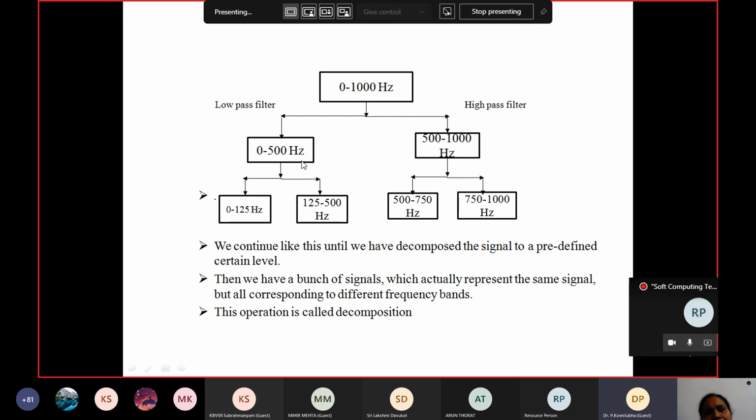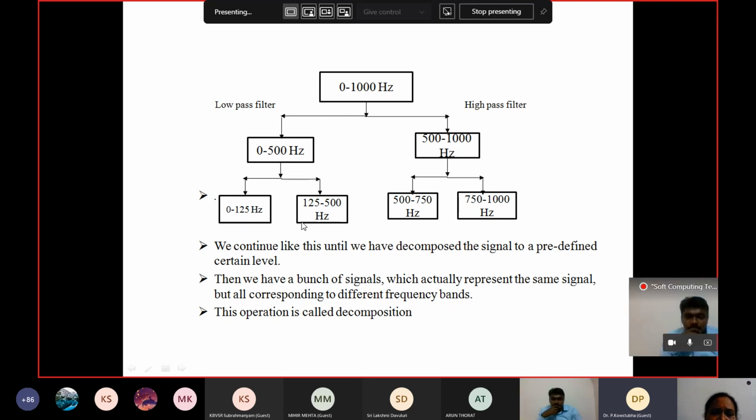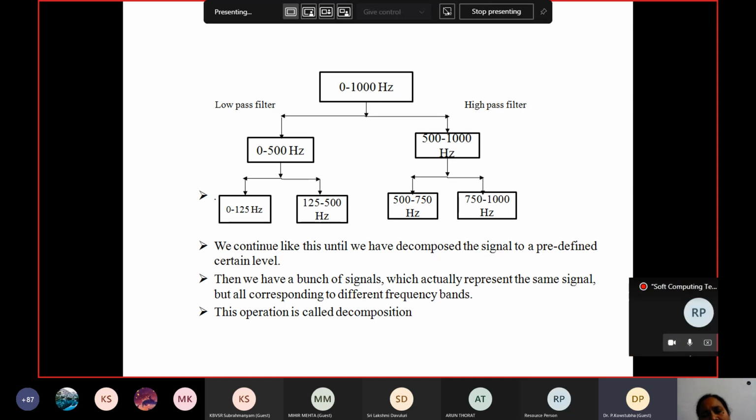This is divided into low frequency component and high frequency components, 0 to 500, 500 to 1000. Again, these high frequency components are both divided again into a high frequency component and a low frequency component. Like that is the first level of decomposition. Like that, there are many levels of decomposition. Again, the frequency is divided into high frequency component and low frequency component. Like that, up to the required level, we can decompose the levels.